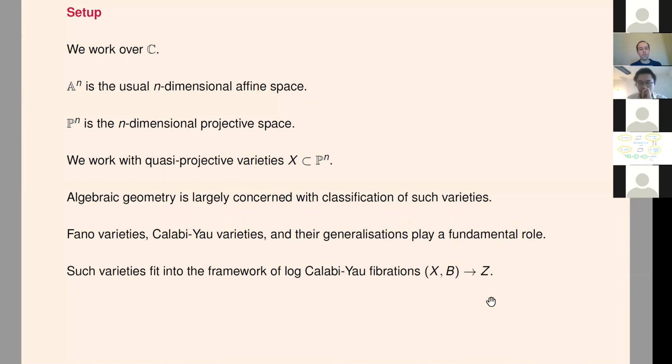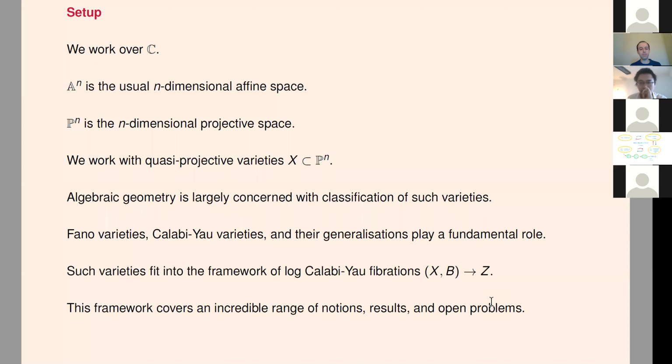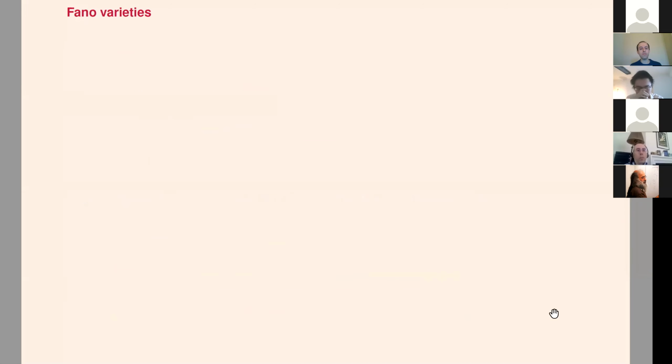Now, all these things fit into a general framework of log Calabi-Yau fibrations. I will start with examples and special cases, and later I will give you the more general definition. The good thing about this framework is that it covers a really wide range of different notions in algebraic geometry. There are a lot of known results about these structures, and also a lot of open problems about them.